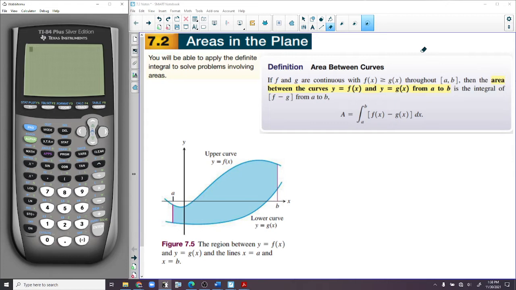All right, so today we got 7.2, areas in the plane. So area between two curves is what we're looking at. And they have this drawn, rather nicely, but let's go a little more basic than that.